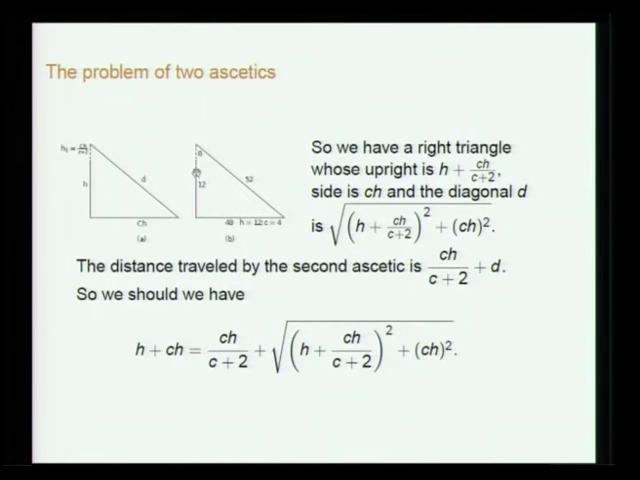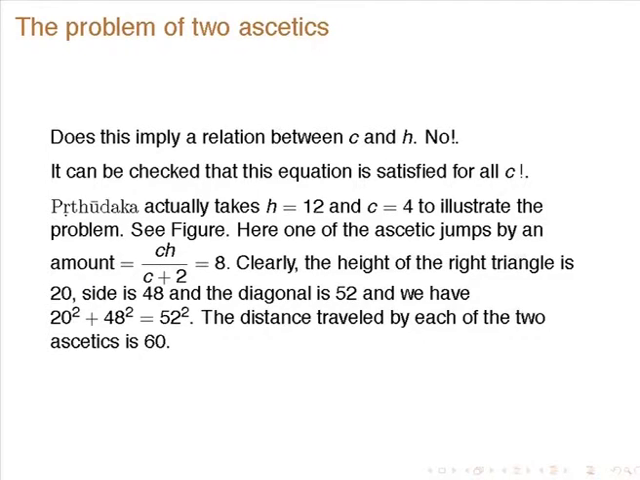One ascetic is travelling 12 plus 48, the other is travelling 8 plus 52. So, they are equal. So, there is a nice application of the right angle triangle.